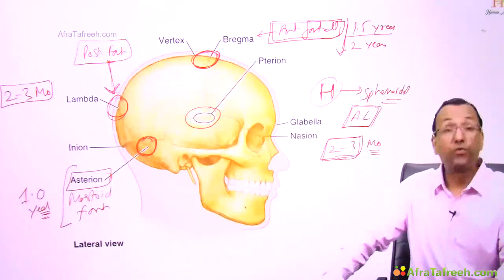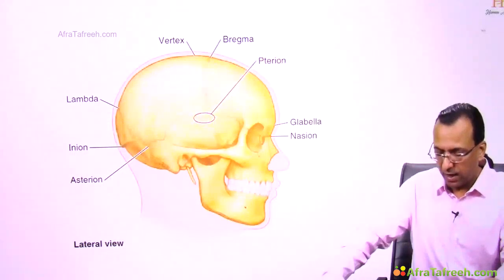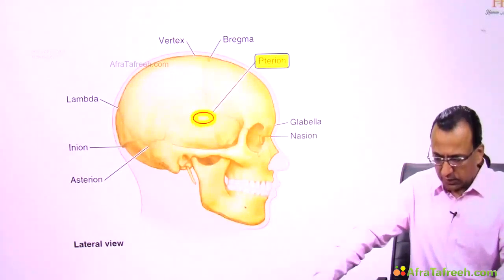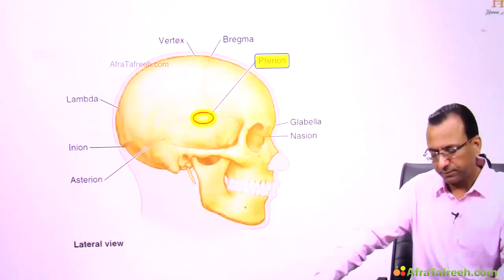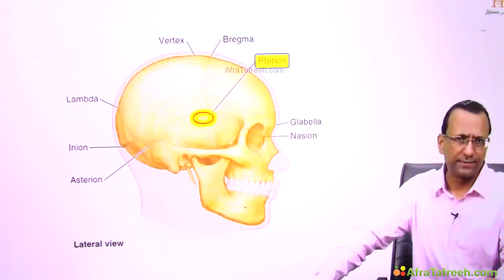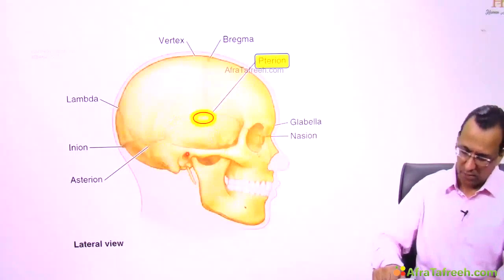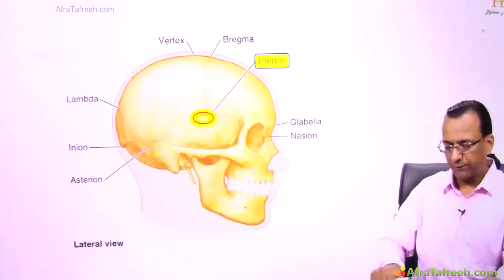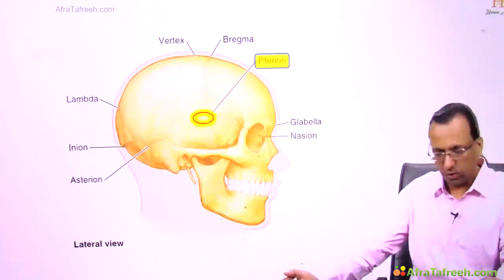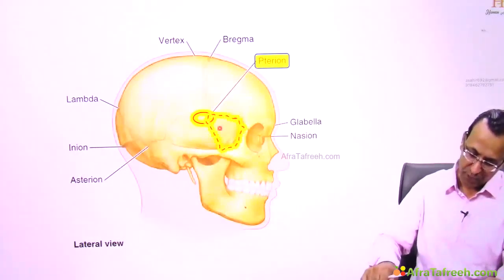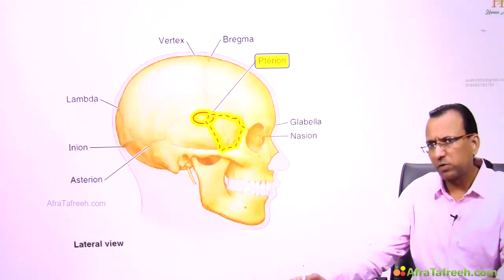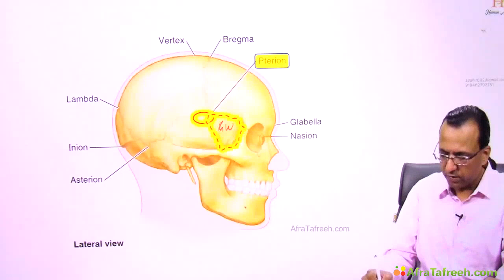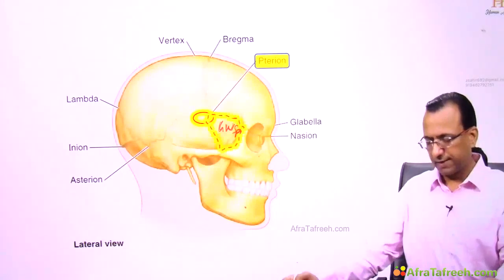What about the four bones making the pterion? There is the frontal bone at the front, and the parietal posteriorly, then the temporal bone inferiorly, the bone of the ear. What is this anterior bone, which also forms the lateral wall of the orbit posteriorly? Greater wing of sphenoid. So the greater wing of sphenoid is forming the lateral wall of the orbit.